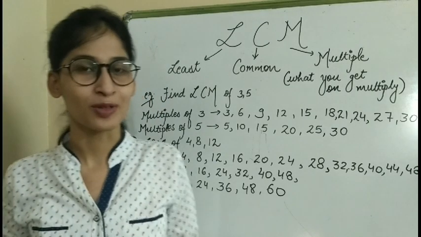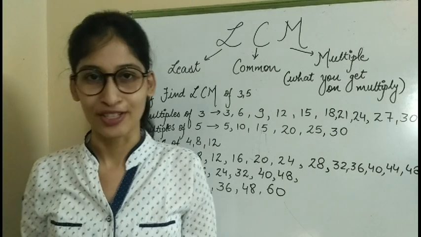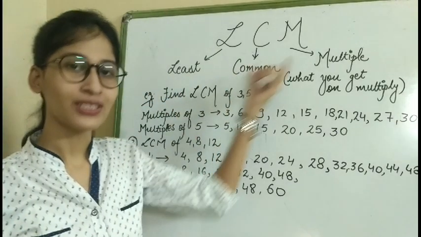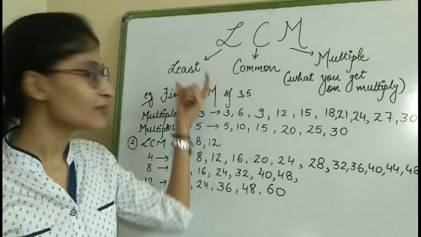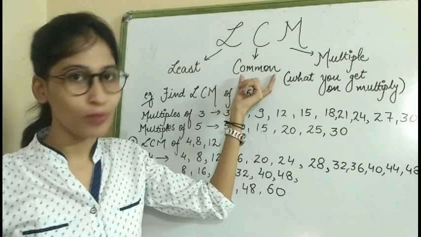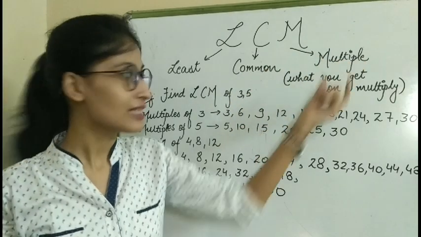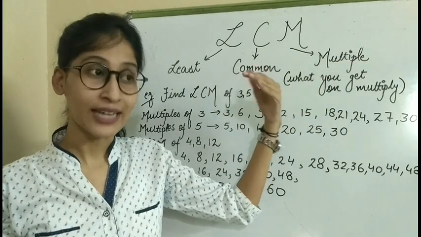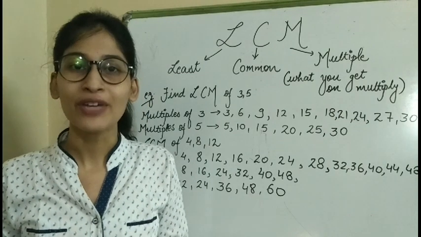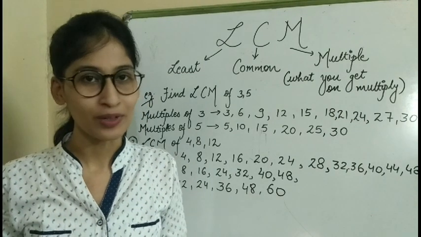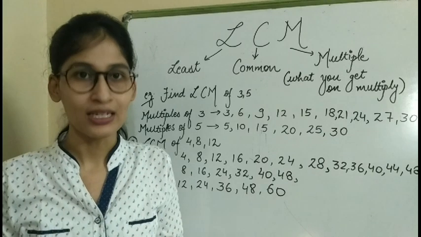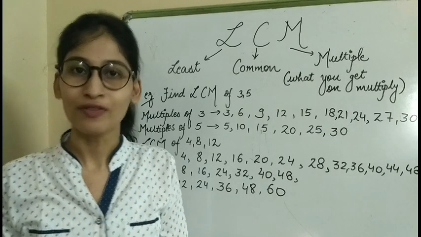Class, we are going to discuss the topic LCM and HCF. The full form of LCM is least common multiple. Least means smallest, common means the number which appears in both. Multiple here means the numbers that we obtain on multiplying. So basically, when we are asked to find the LCM of two numbers, we have to find the smallest number which appears in the table of both.